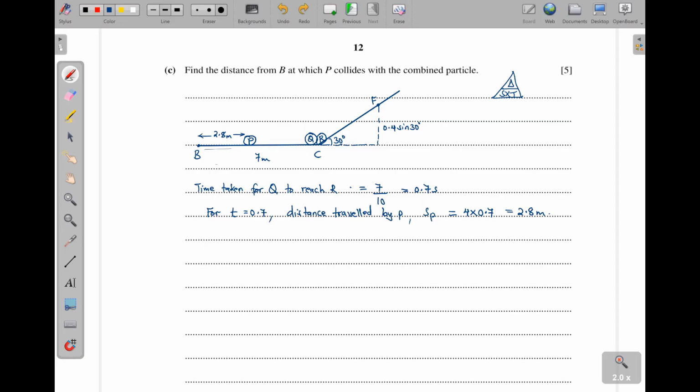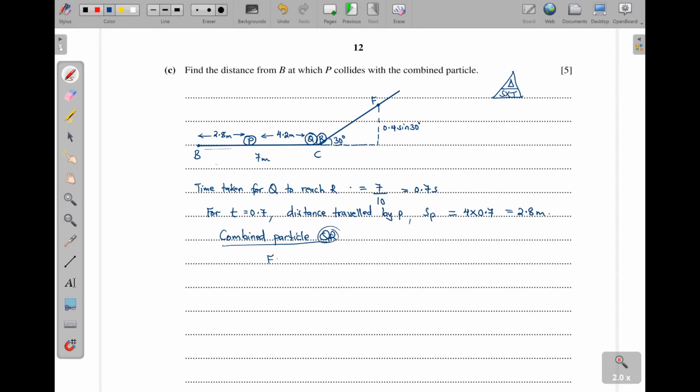So which distance now is left? 7 minus 2.8. P has to move this distance of 4.2 meters. Okay? So, now the combined particle, let's look at the combined particle. The combined particle, QR, call it like that.